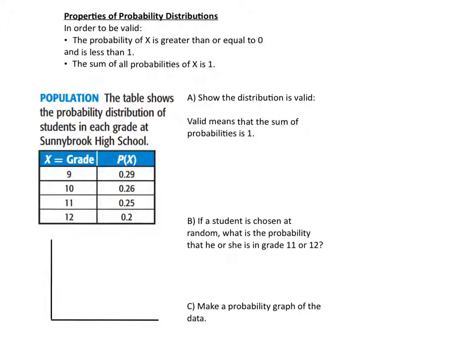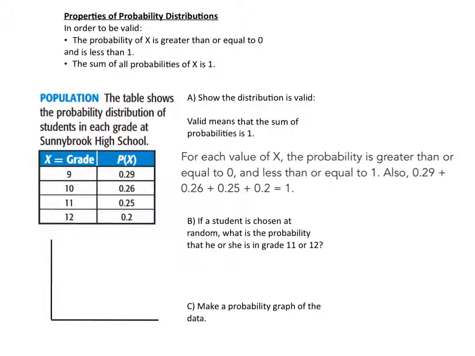We would say, for each value of x, the probability is greater than or equal to 0 and less than or equal to 1. Also, if we add up all of the probability distributions, they add up to be 1. So that's the way to show that the distribution over on the left is valid.